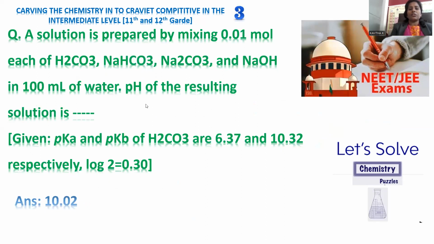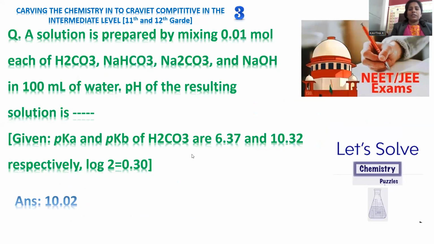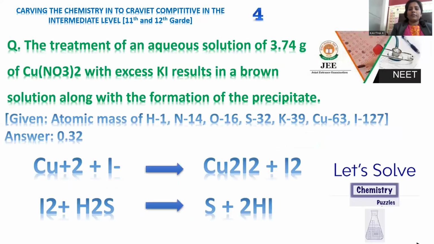Right, this is the way we can solve. Though we have a mixture of solutions, we have to substitute in the given equation. Here the buffer solution pH formula is provided. Buffer solution pH is equal to pKa plus log, what we can say, this is called what? Base by its salt. Base by its salt can be taken. Right, for question number 3, 10.02 will be the resulting pH of the solution. Okay, move on to question number 4.